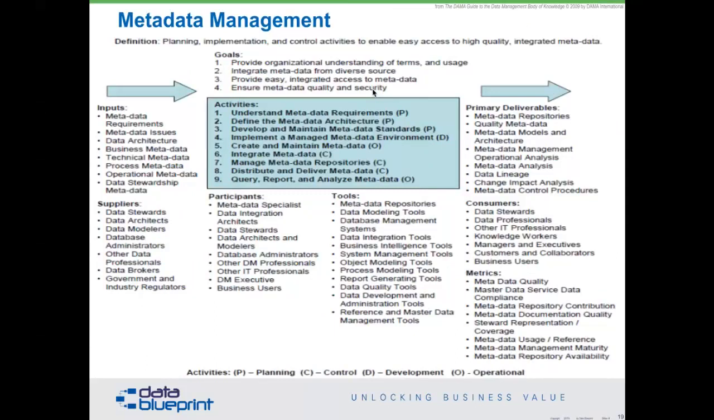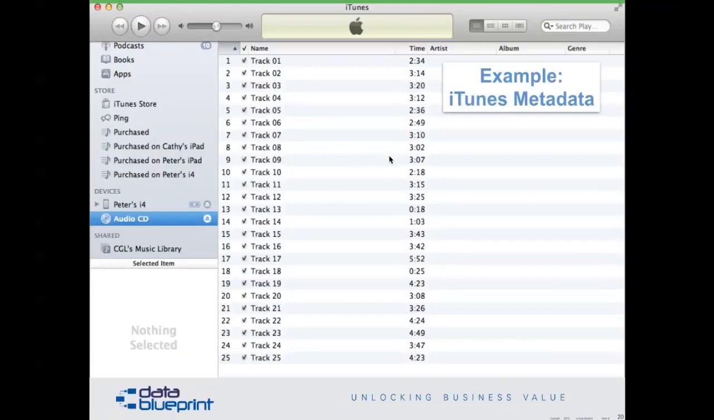But this is an IPO diagram, inputs on the left-hand side, activities in the middle, and primary outputs on the other side. And so this is one way to describe this. I'm not going to read this to you, but you should have a good understanding of this by the time we finish this particular session. So let's get to my teachable example, which I do like with iTunes.